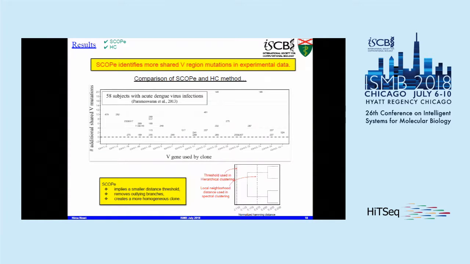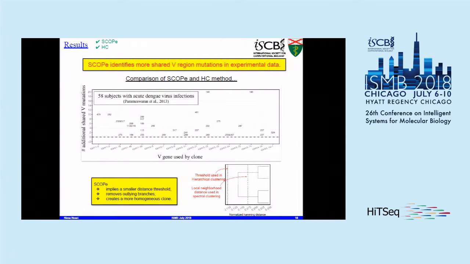you can see that SCOPE counted more shared mutations than hierarchical clustering. That means that spectral clustering, because it focuses on the local relationship and uses an adaptive threshold instead of a fixed threshold over all the sequences, produces clones that are more homogeneous. And more homogeneous clones means more shared mutation.